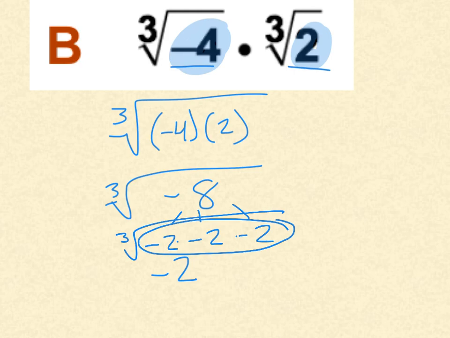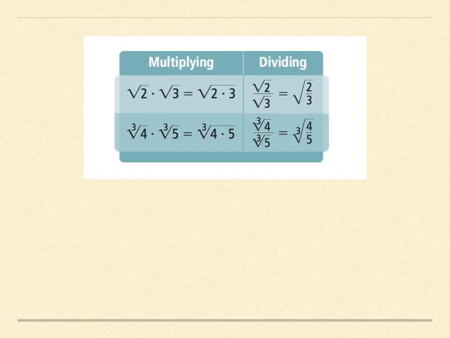It has to have the same index here in order to combine them. And your exponents have to be the same.